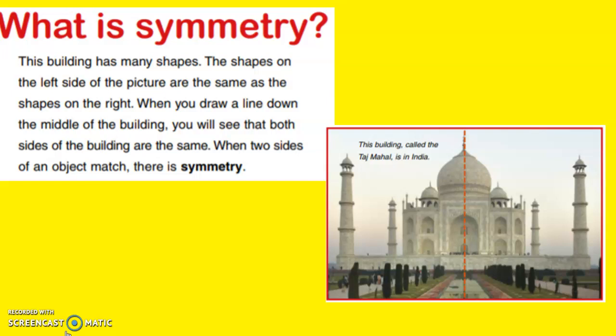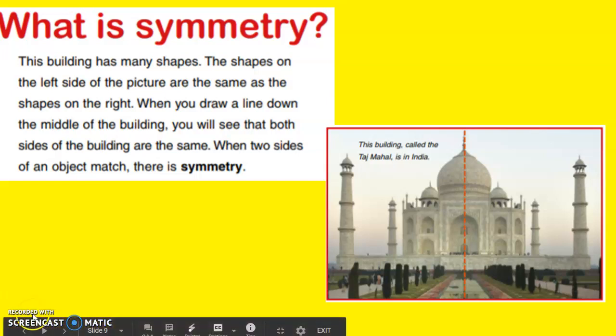One way to represent this at home is if you have some Legos, you can put those side by side and show how they can separate and they're symmetrical, the same on each side.